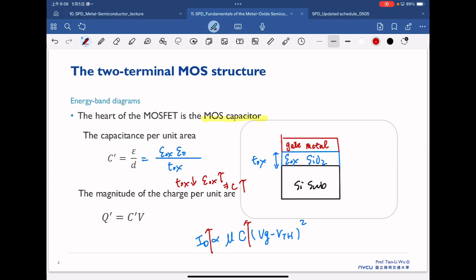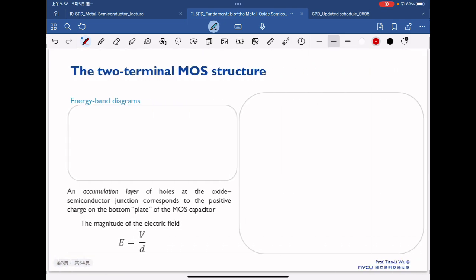But before we go to the real part of the MOSFET, first we will spend the effort to understand the MOS capacitance, because the fundamental, critical part of the MOSFET still relies on the MOS capacitance. So if we understand the MOS capacitance, that will highly help us to understand the MOSFET later. So first of all, we need to understand the band diagram inside the MOS capacitance.